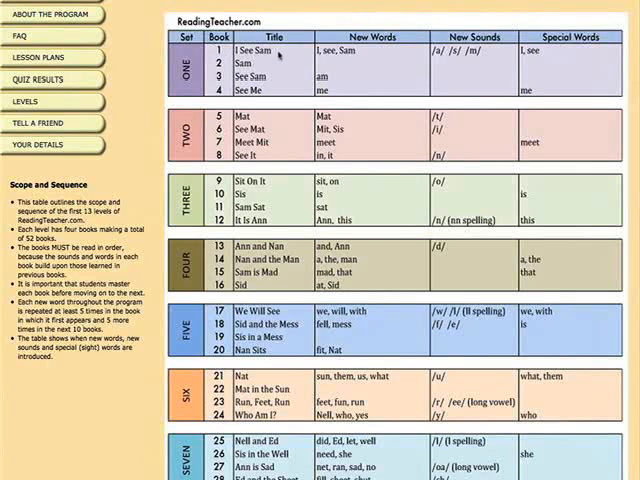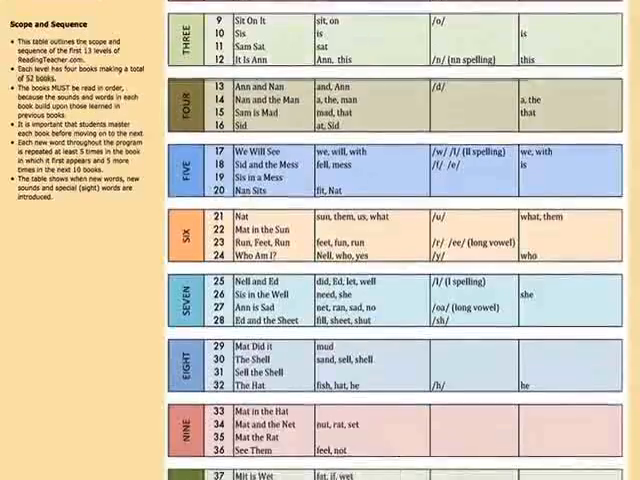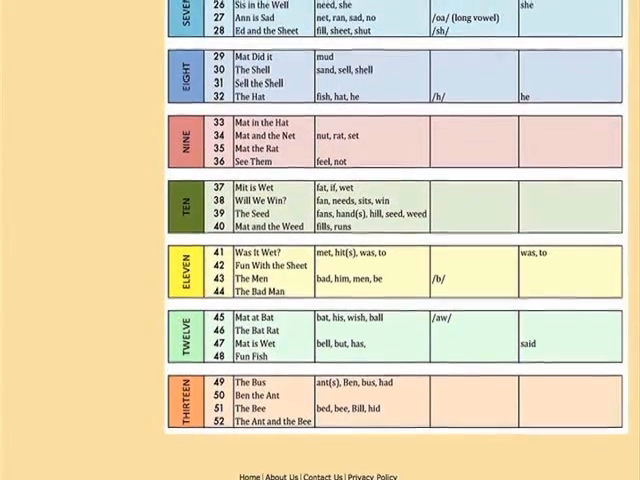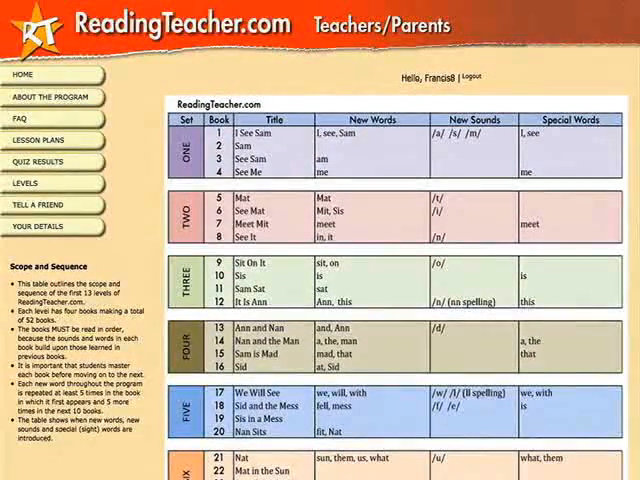The new words for students to learn in Level 1 are I, see, and Sam, and the new sounds or phonemes are a, s, and m. Finally, in the last column are the sight words, or special words, as we call them. As we scroll down, you'll see the same thing for the other 12 levels that make up this first unit of the Reading Teacher program.